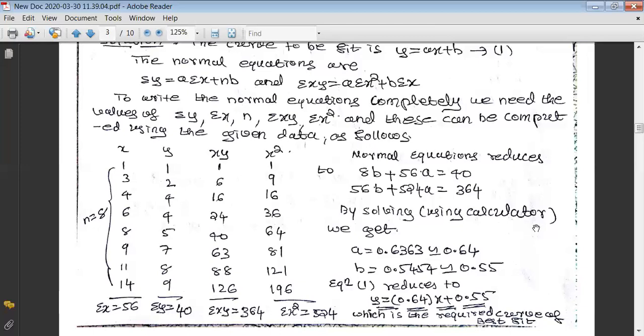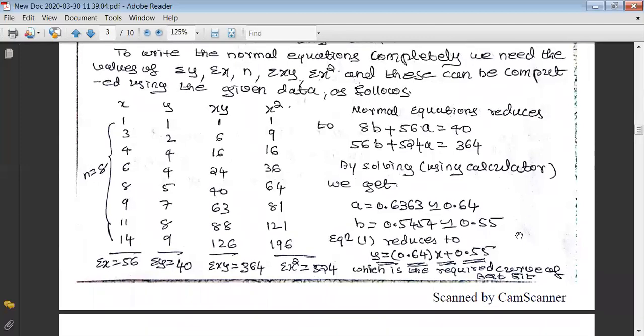If we solve these, we are going to get the values of a and b as follows: a equal to 0.6363, that is approximately equal to 0.64, and b is 0.5454, that is approximately equal to 0.55.